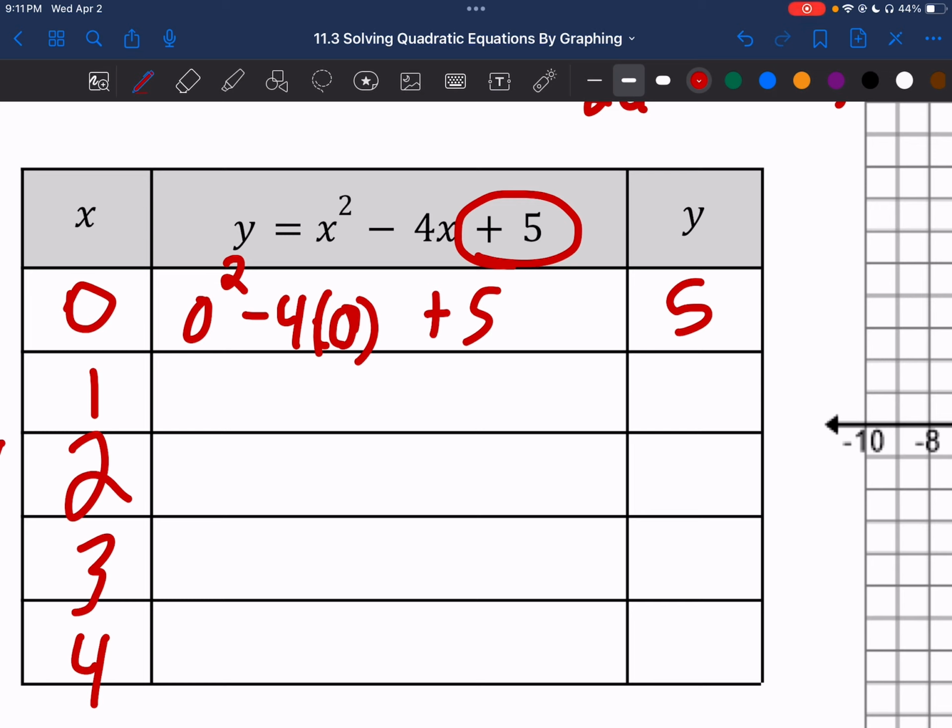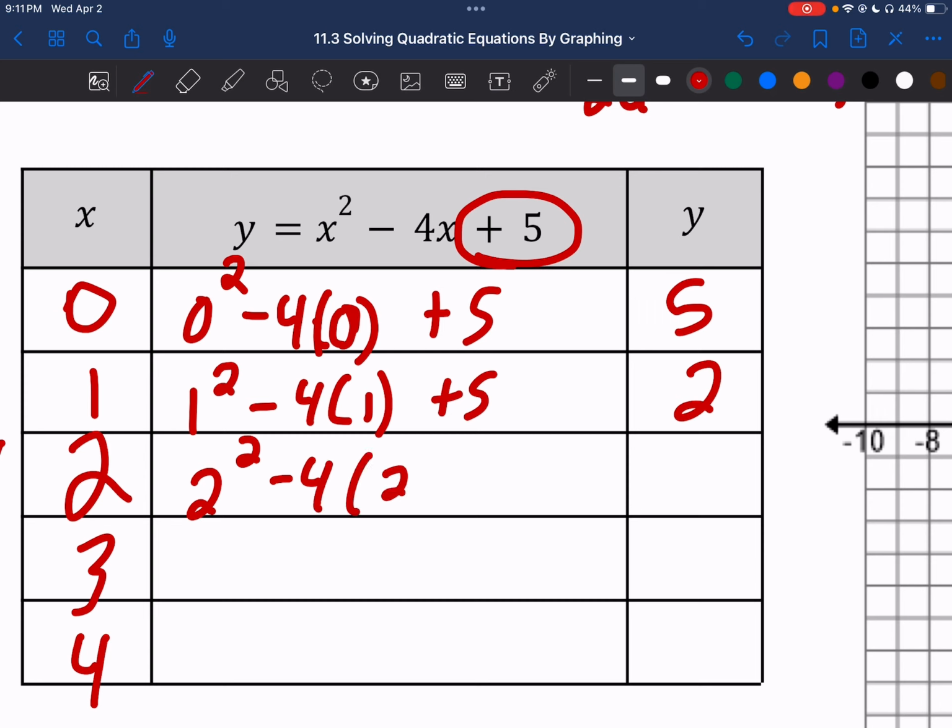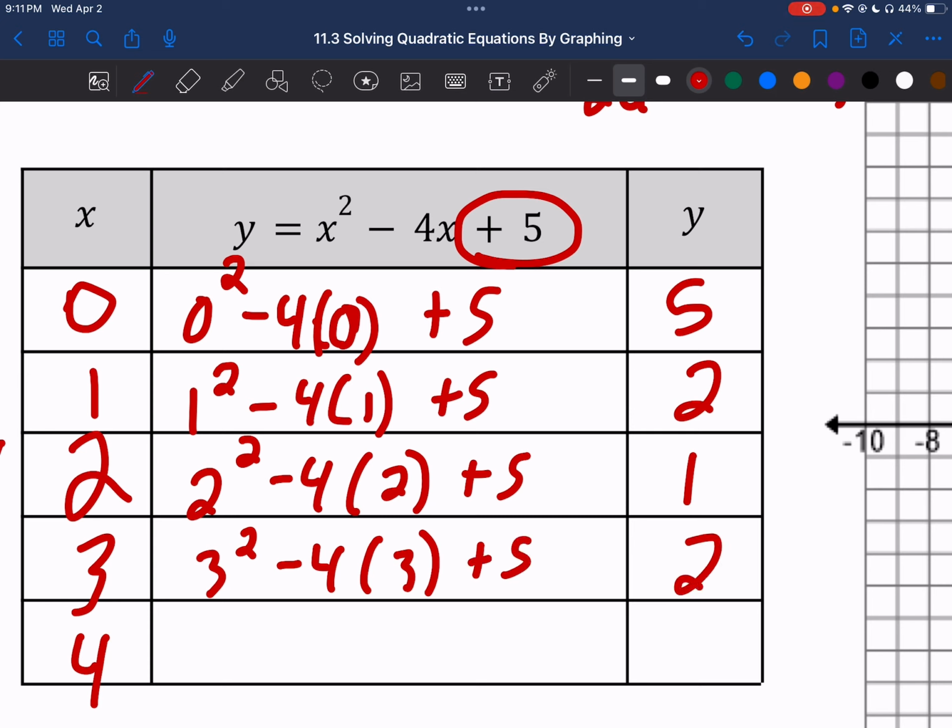All right, next up, we have 1. So we're going to do 1 squared minus 4 times 1 plus 5, and we get a 2. 2 squared minus 4 times 2 plus 5 is 1. 3 squared minus 4 times 3 plus 5 is 2. And lastly, 4 squared, 16, minus 4 times 4, 16, plus 5 equals 5.